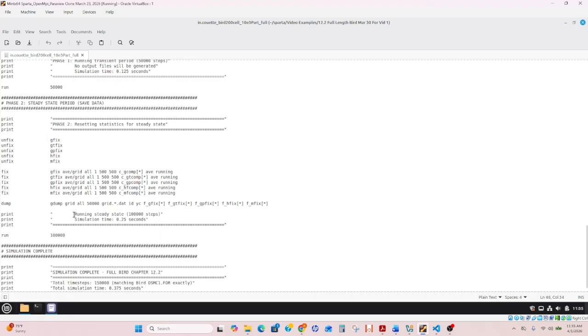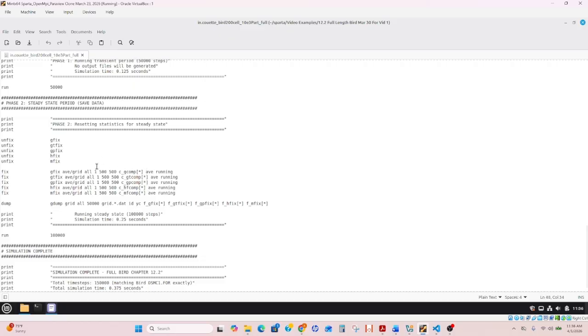So after we get through with that 50,000 time steps, Sparta's going to go back through and say, okay, now we're going to enter a different phase, and we're using these unfixes, which I don't necessarily know. I think there's a way to simplify it and not use this section, but I used it. I'm basically going back through and saying, okay, get rid of the fixes we had earlier where we did our averaging, and then we're going to refix them. And then what I've done here is I've done a running average.